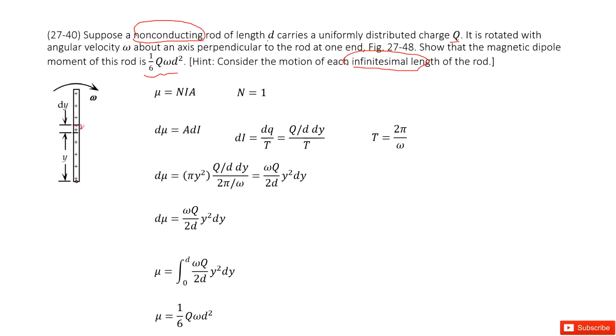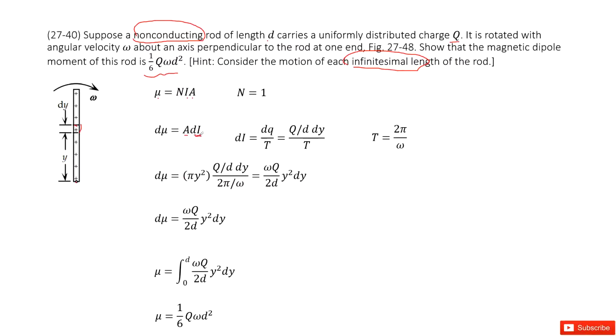We just consider this small fraction, dy. Then we need to find its magnetic dipole moment. Normally we know the magnetic dipole moment mu equals n times I times a. But for this small fraction, we can consider n equal to 1, just one circle. So it looks like we need to find I and a, right? Now, for this small fraction dy, dmu equals a times di, because the current is a small fraction, and the area a is easy: just pi y squared. We can think of it doing circular motion this way, so y becomes the radius.